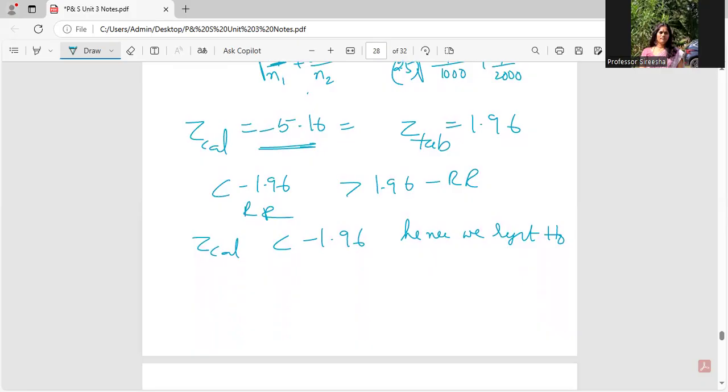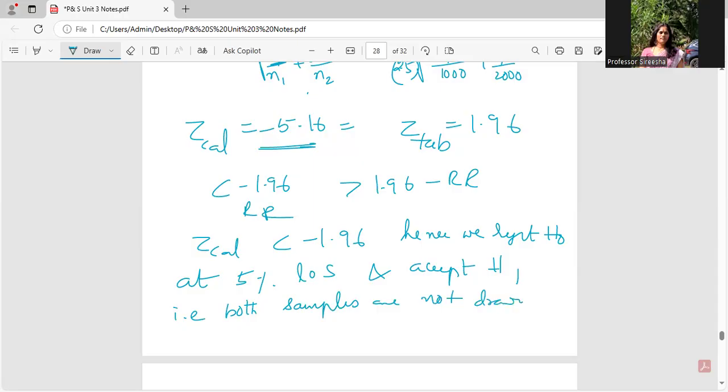At 5% level of significance, reject H0 and accept H1. What is H1 saying? Both samples are not drawn from the same population with standard deviation 2.5. That's what I will conclude.